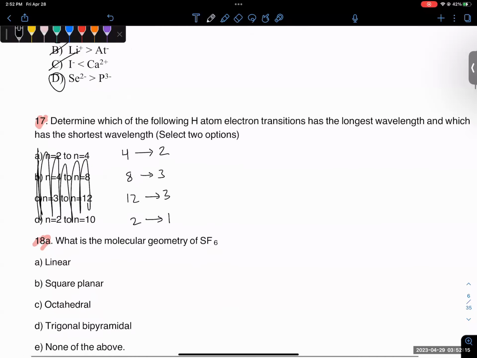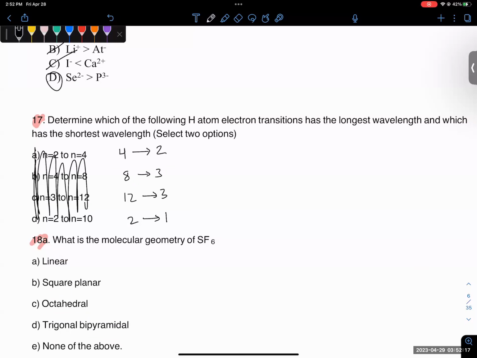So I wanted to change this one a little bit. Determine which of the following hydrogen atom transitions has the longest wavelength and which has the shortest wavelength. Select 2 options.